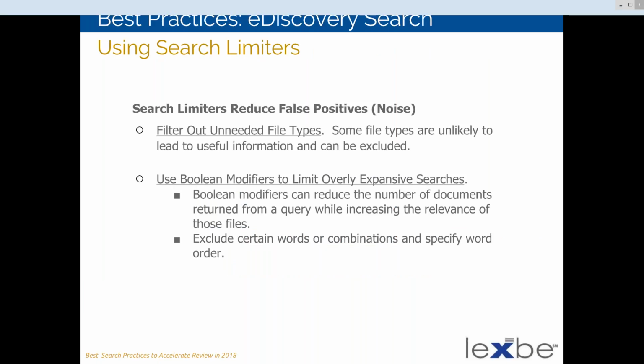So search limiters, in other respects, you can talk about this in terms of filtering out your unneeded file types. There are some file types that just don't contain information that is readable or that would make sense to a common person looking at your documents. They would be computer files. They could also be PNGs, file types that are usually used to indicate a logo in somebody's email. So you have your firm's logo down there at the bottom of your signature block.